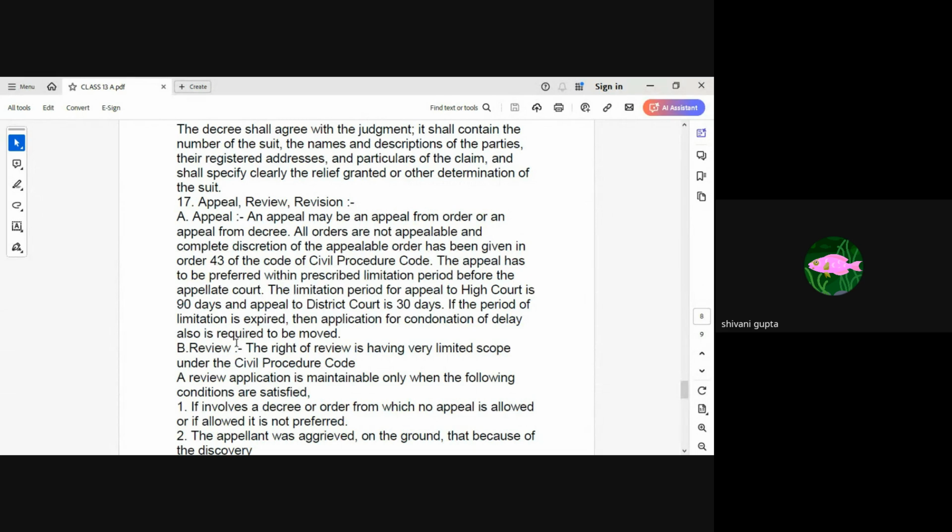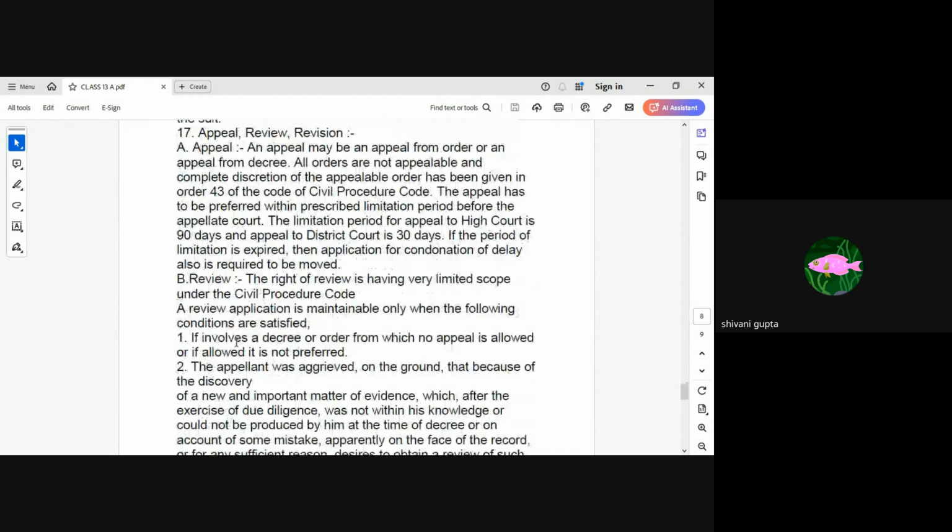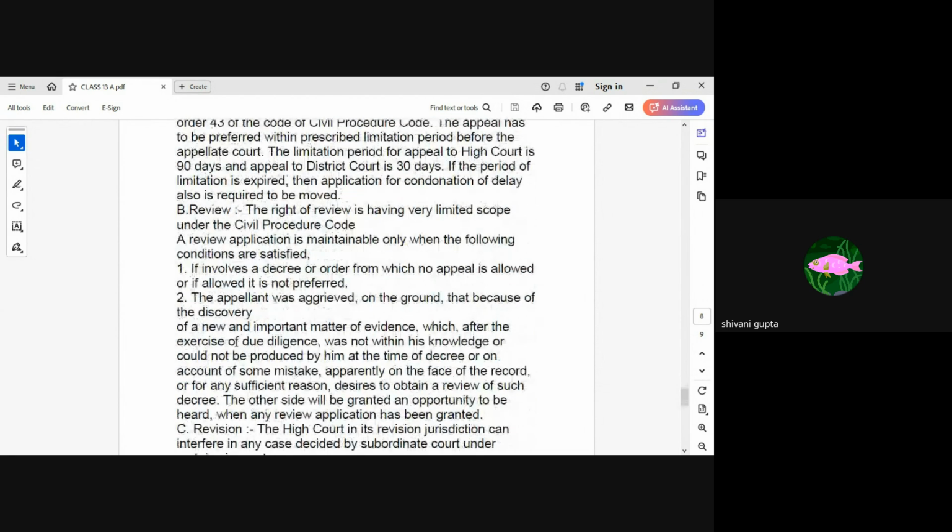Another is the review. Review does not have a very wide scope, but a very limited scope. In only a few cases, perhaps one out of 1,000, a review is done. There are certain conditions where a review application is maintained, including where the party is aggrieved on the discovery of new and important matter or evidence which, after the exercise of due diligence, was not within their knowledge or could not be produced by them, or where it is a decree or order from which no appeal is allowed.